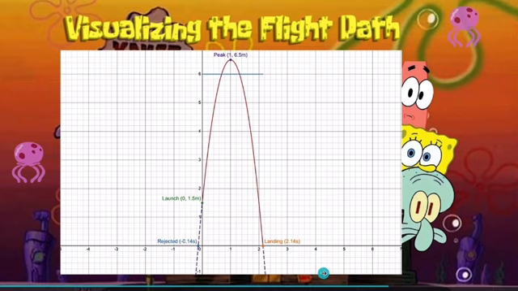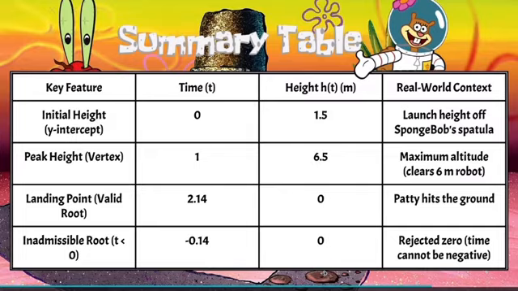It peaks at the purple vertex at 1 second at 6.5 meters, easily clearing our 6-meter obstacle line by half a meter. It comes back down to land on the floor at the orange landing point at 2.14 seconds. Finally, the blue rejected route at negative 0.14 seconds is dotted because the negative time isn't physically possible. To sum it up, this table outlines our 4 key features side by side: our launch height at 1.5 meters, peak height at 6.5 meters, landing time at 2.14 seconds, and our rejected negative root. Every value here directly matches our graph.